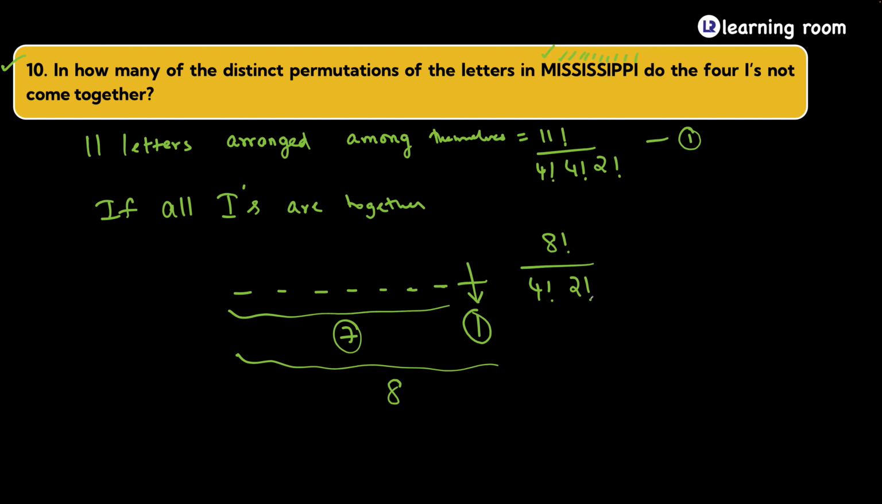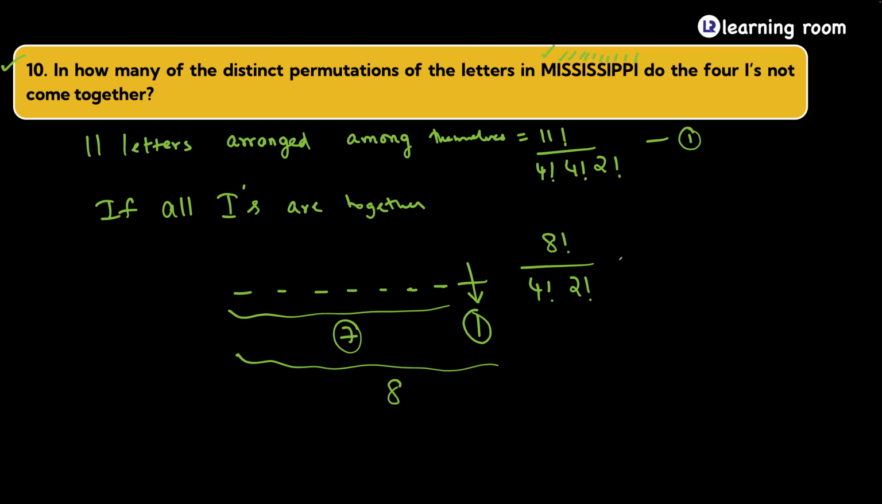Did you understand why I put 8 factorial? Don't make a mistake of writing 7 factorial. So 7 are the different letters other than I. All I's tied together is going to be one letter. So 7 plus 1 is going to be 8 objects. 8 objects need to be arranged in 8 blank spaces. So that is 8 factorial divided by the number of factorial times the letters are repeated.